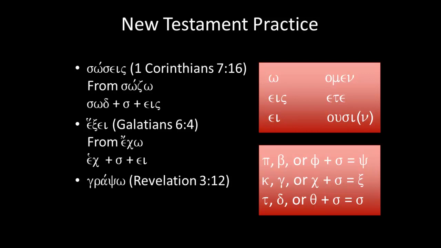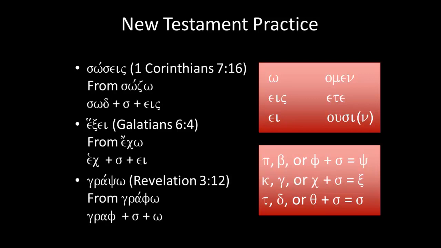Grapso. Grapso. This is from grapho. When you add a phi plus a sigma, look at the pi, beta, or phi rule. Pi, beta, or phi plus sigma equals psi. So this is why we have that psi there. Graph plus sigma equals graps. And then the omega ending is first singular. So this is I will write.